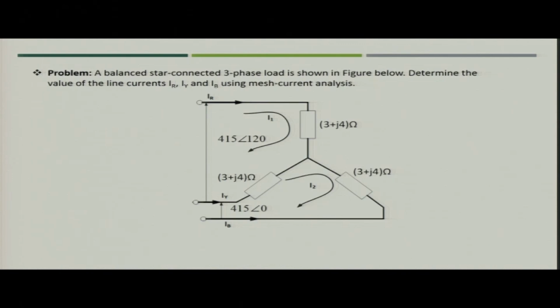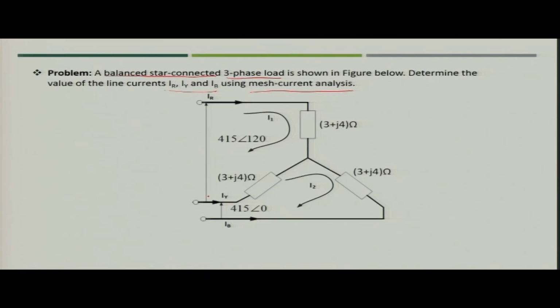Now, another example which you can take, and this is a very common example you will see in books. This is a balanced star connected 3 phase load, and we need to determine the value of currents flowing through the R, Y and B phase. So, here also we can apply the mesh current analysis.